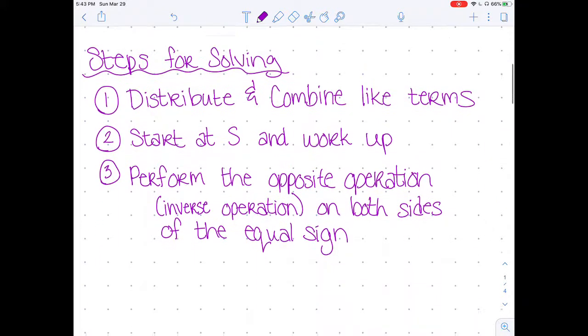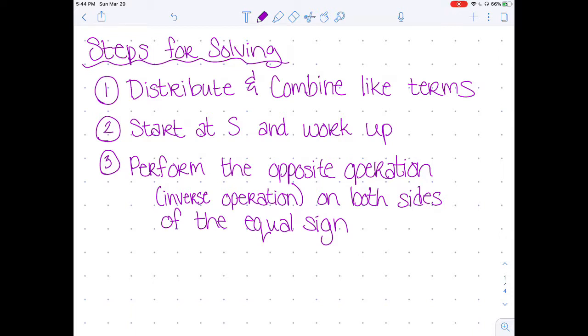So the steps for solving equations are first we distribute anything that has parentheses and combine like terms. So step one, distribute and combine like terms. Step two, we're going to start at S in our order of operations, and we're going to work up. As we work up, we're going to do step three. We perform the opposite operation, which is called the inverse operation, on both sides of the equal sign. I know that sounds a little bit confusing right now, but let's jump in with a couple examples, and that should clear it up.